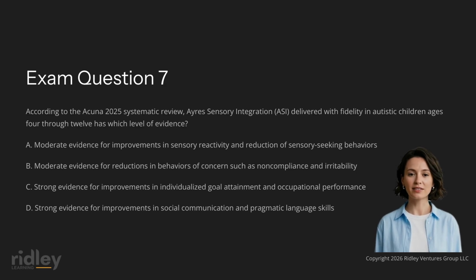Question 7. According to the Acuna 2025 systematic review, Ayres Sensory Integration delivered with fidelity in autistic children ages 4 through 12 has which level of evidence? The correct answer is C. Strong evidence for improvements in individualized goal attainment and occupational performance. Rationale. Acuna and colleagues' 2025 systematic review, published in the American Journal of Occupational Therapy, synthesized 5 randomized controlled trials and concluded that evidence is strong for improvements in individualized goal attainment and occupational performance, and moderate for daily living, self-care, social, communication, and play skills. Ayres Sensory Integration is not a treatment for behaviors of concern and should not be positioned as one.